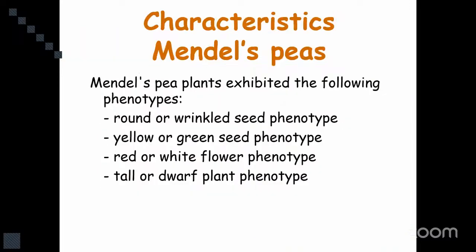And we also saw the characteristics of this particular plant. Sometimes they could have round or wrinkled seed. They could have yellow or green seed. They could have red or white flower, and then they could be tall or they could be short. Now, these are two types of trait, and in genetics, we classify them as dihybrid.